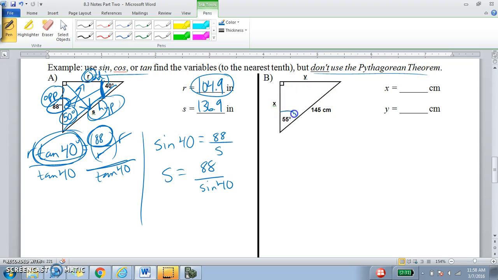All right, so this one, 55 degrees right here. If we solve for y first, y is opposite. This is our hypotenuse. So opposite and hypotenuse is sine. So sine of 55 is going to equal y over 145. And again, we're back to the situation where the variable is on the top. So all we have to do is multiply by 145 on each side.